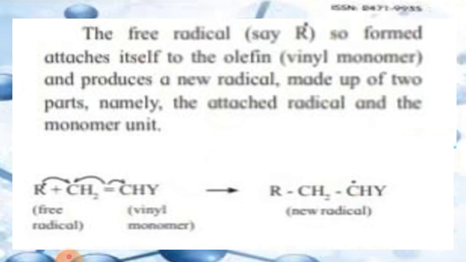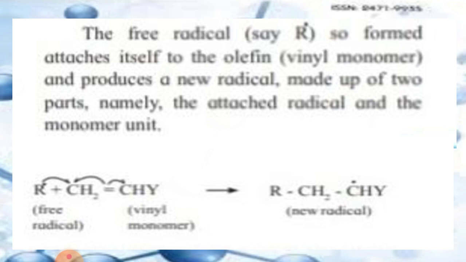Let's see how. The free radical R, here we have taken R as CH3, the methyl radical we have formed. So it attaches itself to the olefin vinyl monomer. This is the vinyl monomer, CH2 double bond CH, Y. In place of Y we can take Cl, that is vinyl chloride, or we can take H, that is ethene. We can take any monomer and produce a new radical made up of two parts, namely the attached radical and the monomer unit.